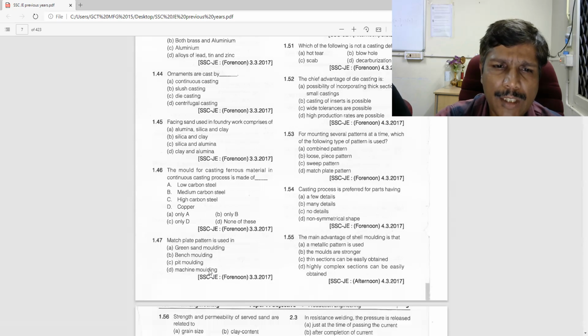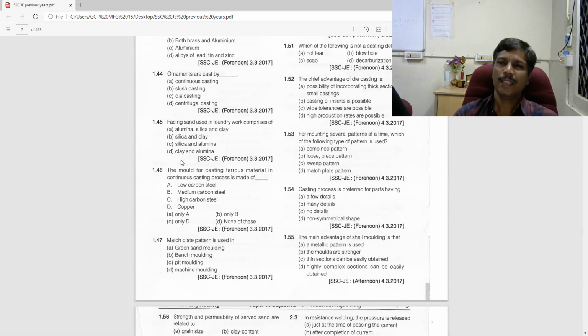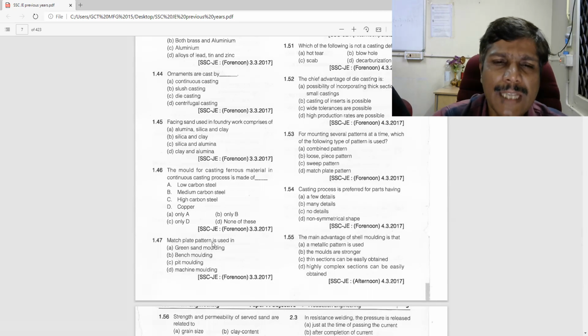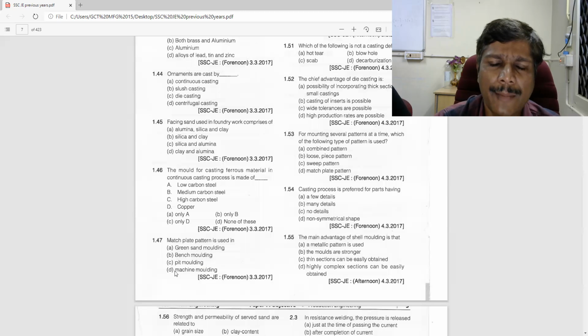Match plate pattern is used for machine molding. So it is used for mass production. Match plate pattern means mass production, machine molding. Match plate pattern can be manufactured by machine molding. It is used in the machine molding. It is not in the green sand molding. It is not in the bench molding. It is not the pit molding. So match plate pattern is used in the machine molding.